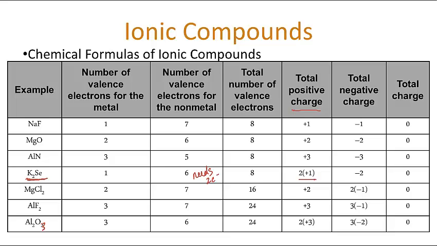And that's about as complicated as it gets. This last one where aluminum has 3 valence electrons, oxygen has 6. So in order to have this even out, well, we need to have 2 aluminums and 3 oxygens. Each oxygen takes 2 of the valence electrons from aluminum.